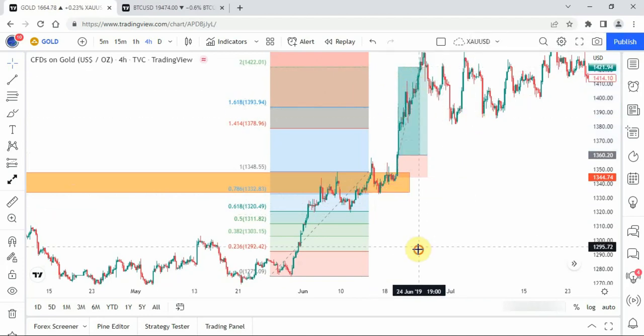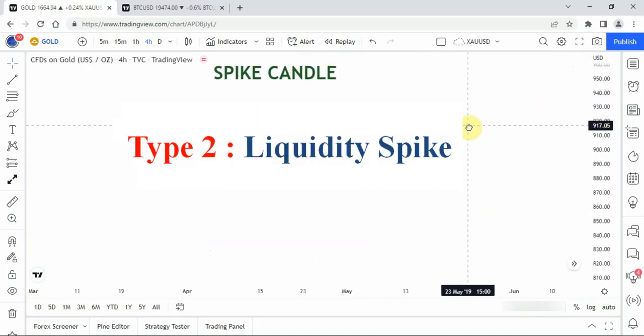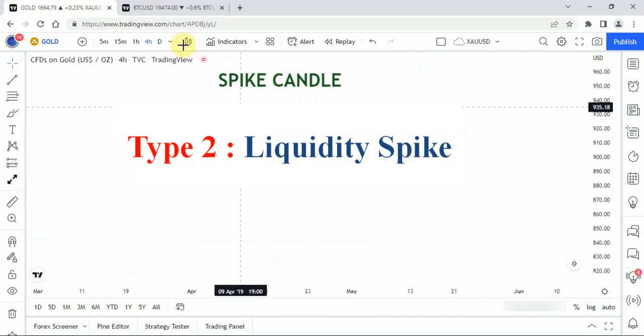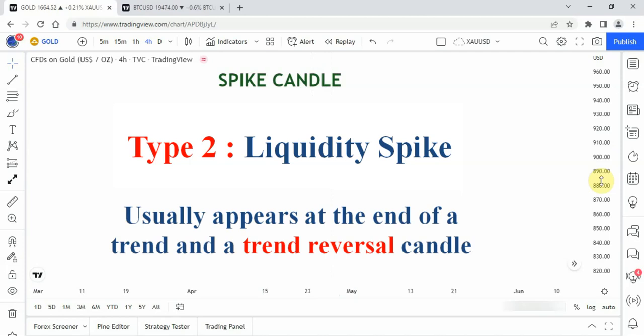Type number 2. Liquidity spike. The same as the first type, again, we have a long, powerful candle for liquidity spike. But this time, they are trend reversal and are not breakout candles anymore. The spike candle function is that usually appear at the end of a trend, when the market is going to gather required liquidity to reverse the trend. Actually, the liquidity spike reaches to a main supply zone or demand zone that causes the price to reverse.